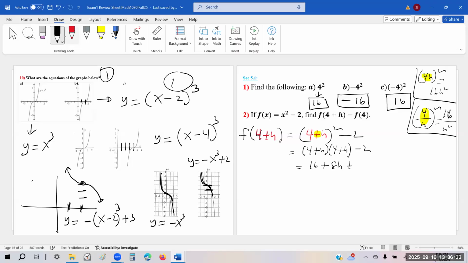16 plus 8h plus h squared. And then you're subtracting 2. But then you have like terms. So what do you get at the end? 14 plus 8h plus h squared. So this is your first term here. And now they want you to subtract the second term. But before subtracting the second term, you have to find what the second term is. You're looking for f of 4.